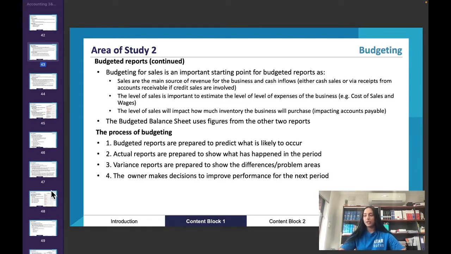There are 4 steps to budgeting. Step 1 is to prepare budgeted reports to predict future transactions. Step 2 is for actual reports to be prepared when the actual transactions occur, so when that period actually happens. And then step 3 is to prepare variance reports to compare what we predicted to what actually happened so we can highlight any differences and identify problem areas in the business's performance.